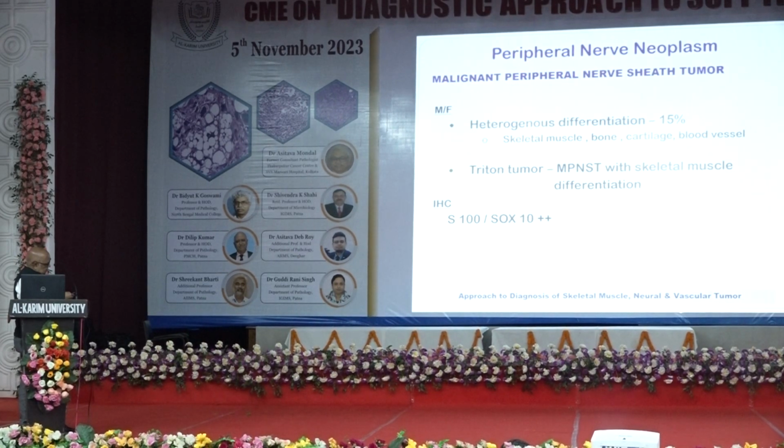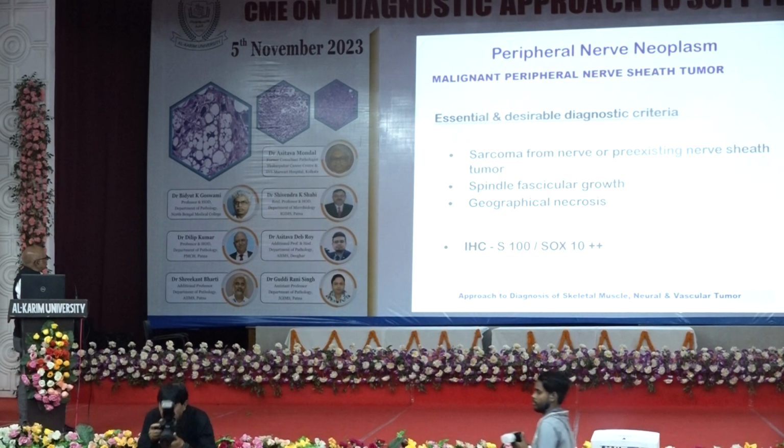And it will sometimes show heterogeneous differentiation. In malignant peripheral nerve sheath tumor, skeletal muscle, bone, cartilage, blood vessel differentiation. One subcategory is Triton tumor: malignant peripheral nerve sheath tumor with a skeletal muscle differentiation is called Triton tumor. And you will get S100 and SOX10 positivity in this.